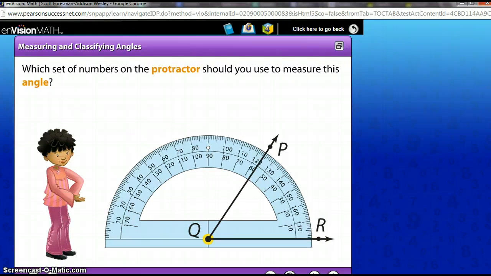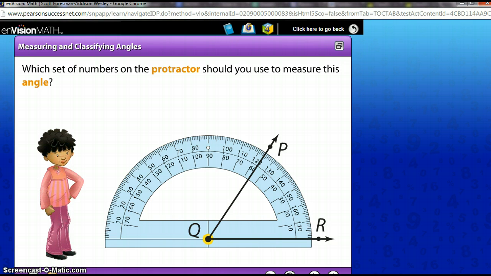Which set of numbers on the protractor should you use to measure this angle? How many of you think it's the bottom set? How many of you think it's the top set? How many of you have no idea? You're just guessing. Thanks for being honest.